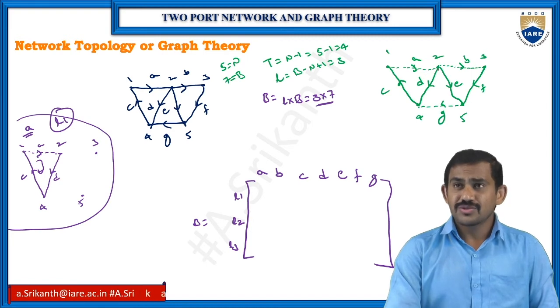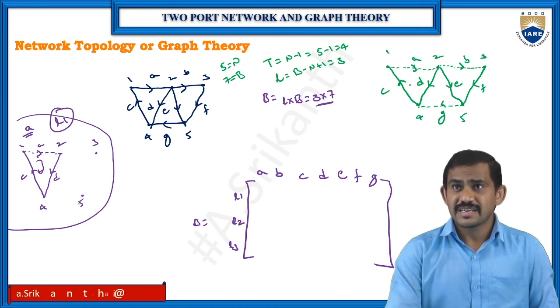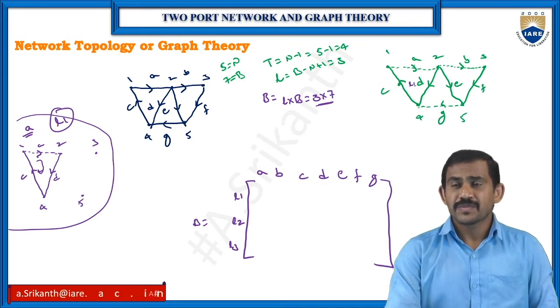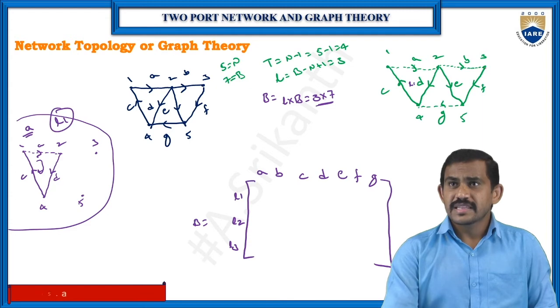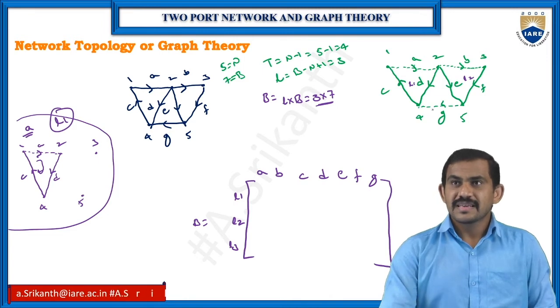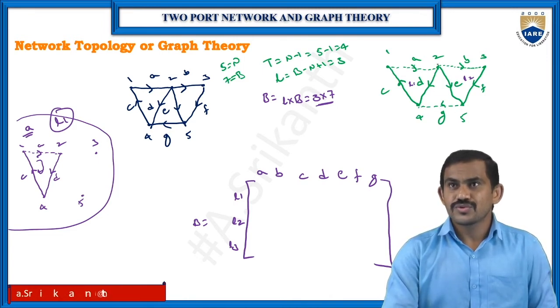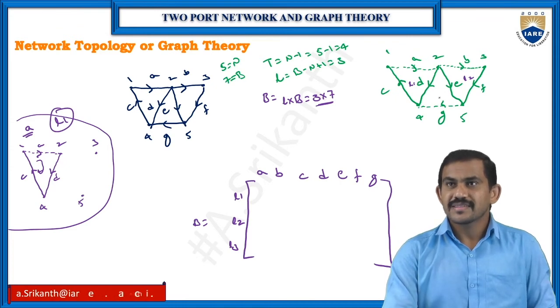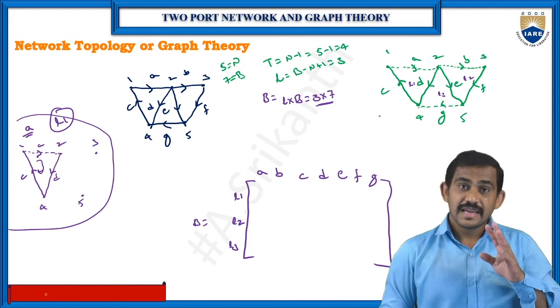So 1 to 2, 2 to 4, 4 to 6, 4 to 1. That is your one link. This is your one link. And coming to B also: 2 to 3, 3 to 5 and 5 to 2. So this is my loop. Then coming to G, for G means 5 to 4, 4 to 2 and 2 to 5. This is my link. So we have 3 links.